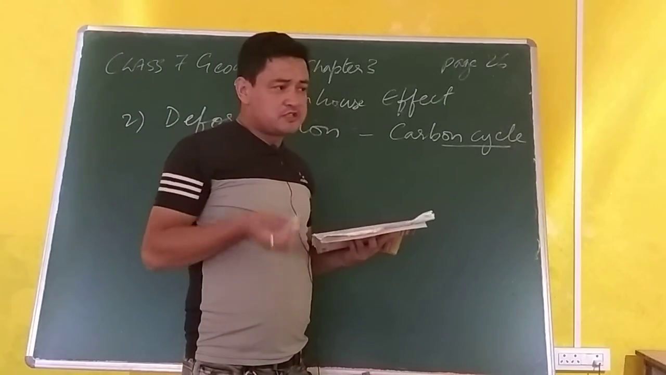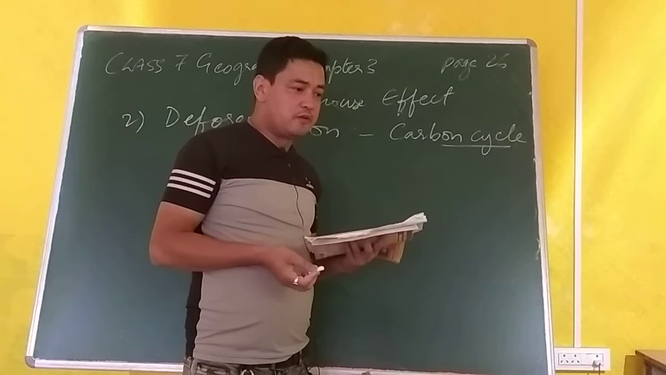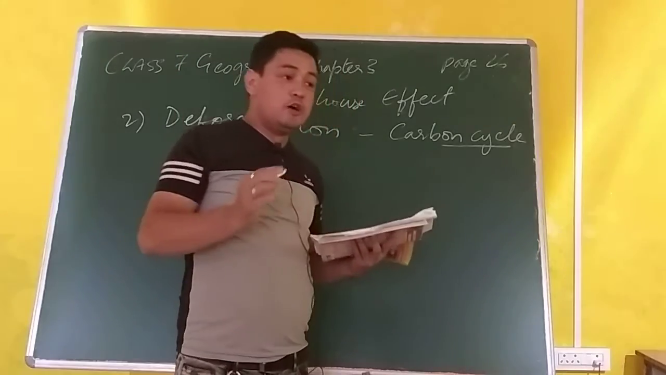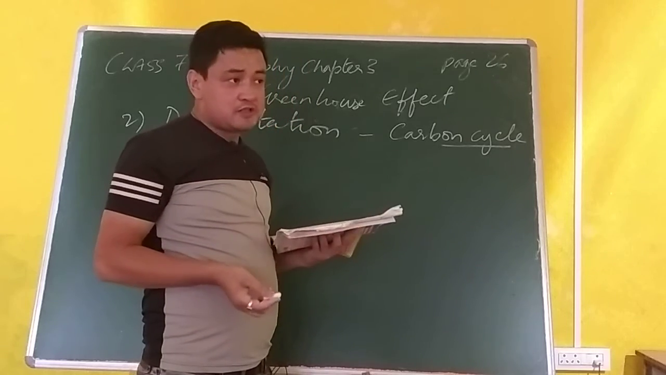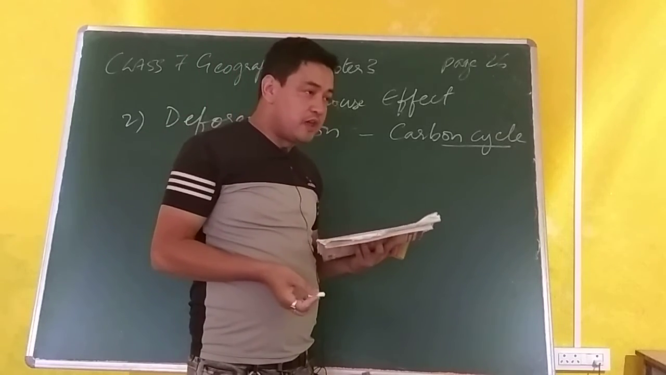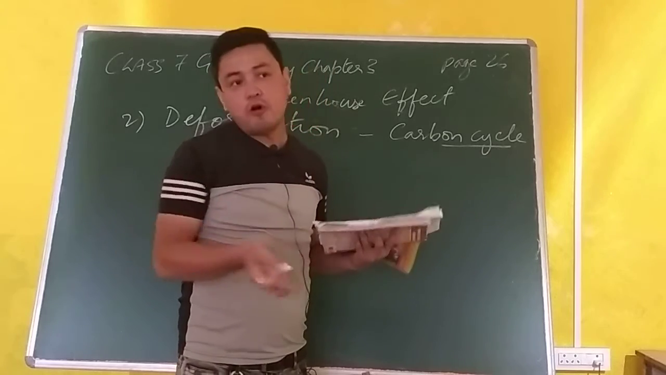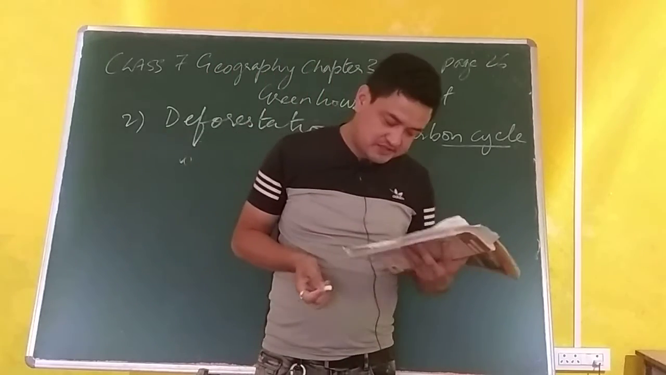The carbon dioxide given out by the humans basically gets absorbed in the atmosphere, not by the trees. So more production of carbon dioxide and fewer trees means carbon sink. Carbon sink means an area where you have more carbon dioxide than oxygen.